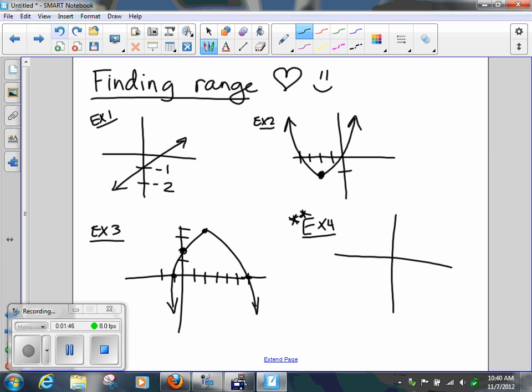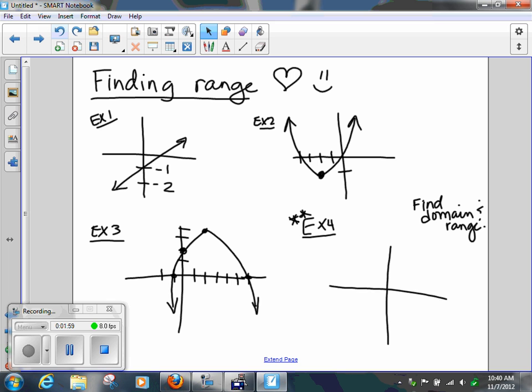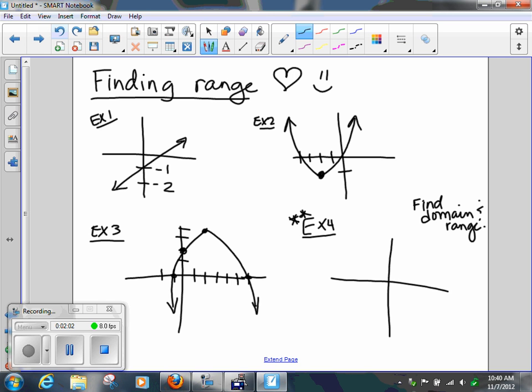Then I want a star-worthy problem, okay? And I want you to find the domain and the range for this one. This isn't easy when you don't use a grid. But you don't have grids on your paper, so.